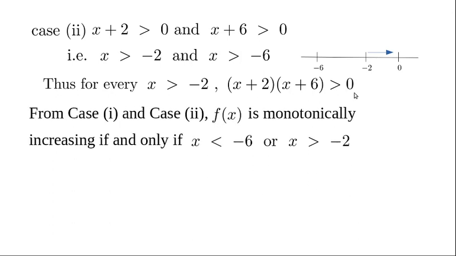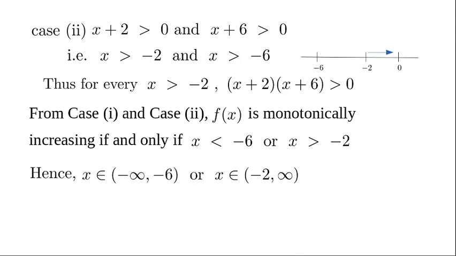Therefore from case 1 and 2, f of x is monotonically increasing if and only if x is less than minus 6 or x is greater than minus 2. Hence x belongs to the interval minus infinity to minus 6 or minus 2 to infinity. These two can be clubbed together in the form of a union of two sets as x belongs to minus infinity comma minus 6 union minus 2 comma infinity.